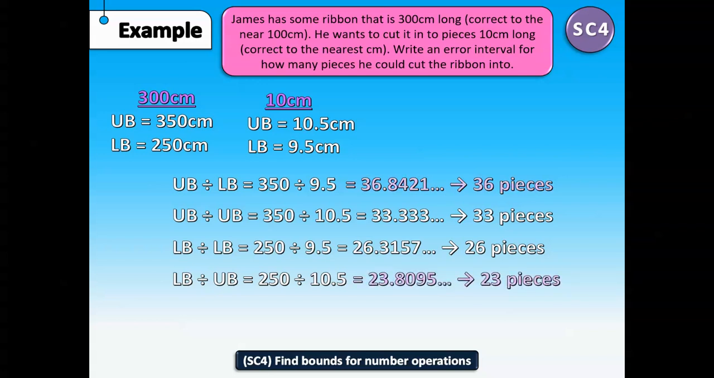So the error interval for our upper and lower bounds of how many pieces he could cut the ribbon into, well, the smallest amount would be 23 pieces, and the upper bound would be 36 pieces. So the error interval would be 23 is less than x, which is less than or equal to 36.